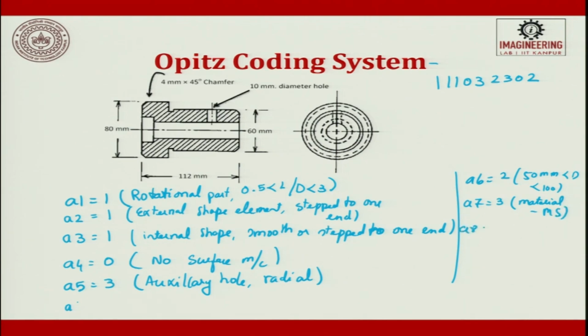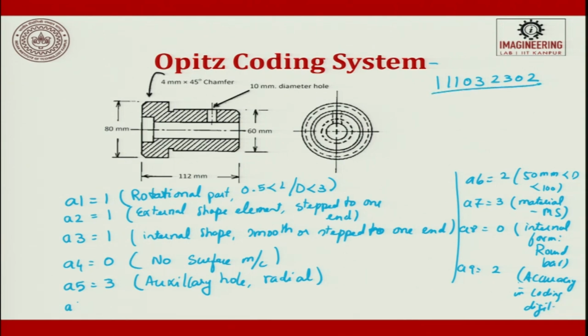Then A8 is 0, which is nothing but internal form in the round bar. Then A9 will be equal to 2, which is accuracy in the coding digit. So, if you look at it, I have gone back, taken this as an example, and I have tried to give a number. Based on this number, we are trying to see how the parts are classified.